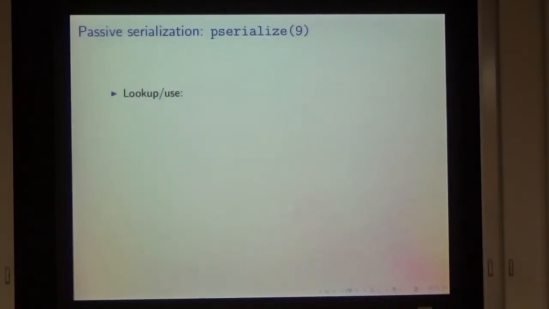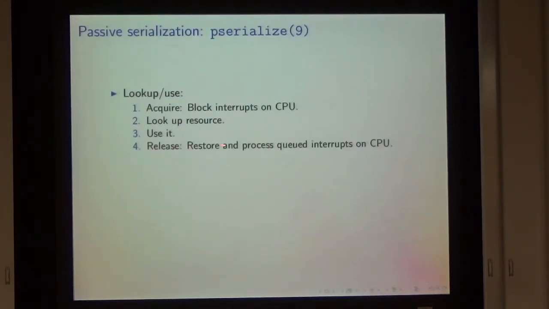So with passive serialization, the way we do this is, when we're acquiring a reference, looking up a resource to use it, we first block interrupts in the CPU. That may strike you as a little bit out of left field, but we'll see why in a moment. Then we look up the resource, we use it, and we restore and process queued interrupts once we're done using the resource. We can't use the resource after we process queued interrupts.